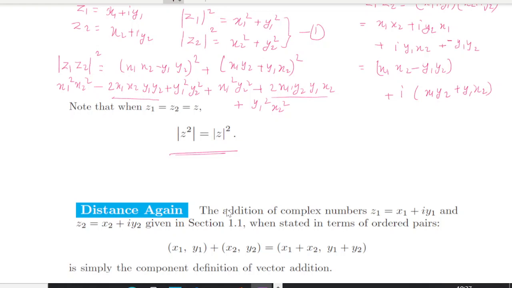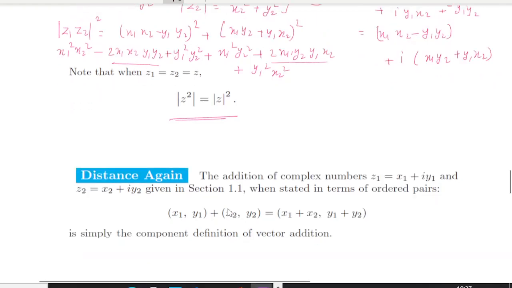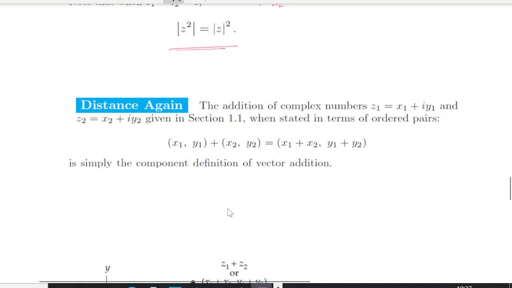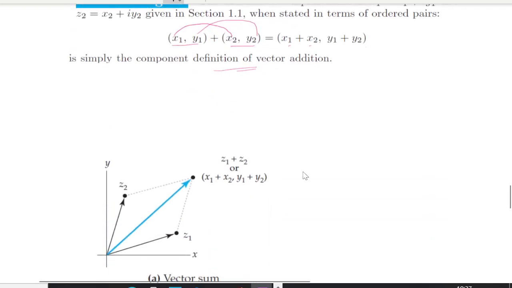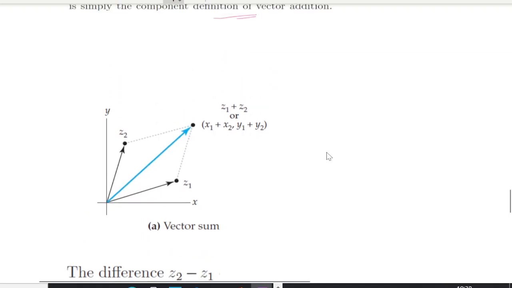Now again we can think of this modulus as a distance. So the addition of complex numbers z1 and z2, when stated in terms of ordered pairs, you can take it like this: (x1, y1) plus (x2, y2) equals (x1 plus x2, y1 plus y2). That is the sum of real parts and the sum of imaginary parts. So it is the component definition of vector addition.